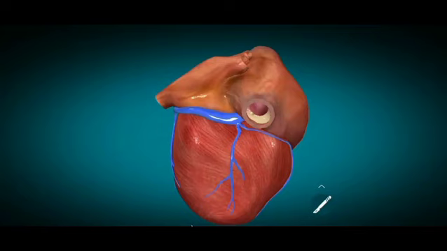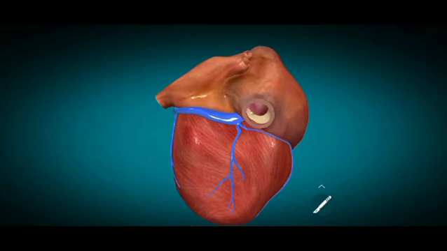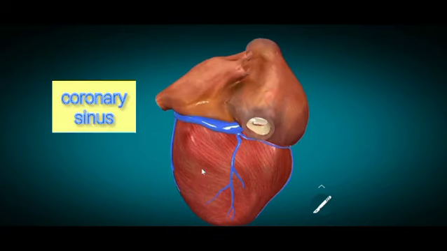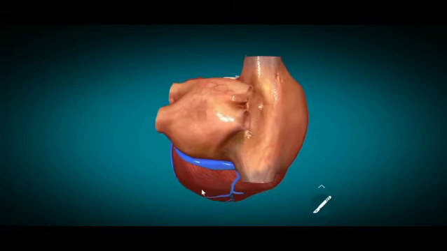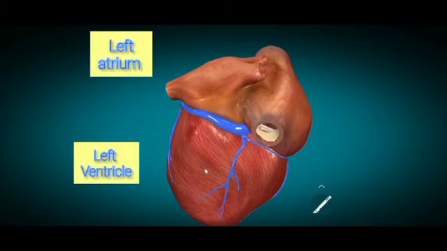So this tutorial is about the venous drainage of the heart. The venous drainage of the heart is by several cardiac veins that drain into the coronary sinus. The coronary sinus lies on the posterior surface of the heart, on the diaphragmatic or inferior surface, between the left atrium and the left ventricle.